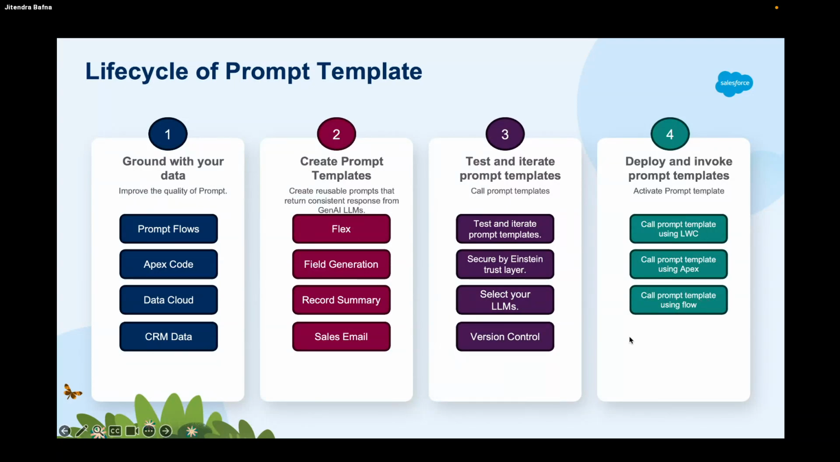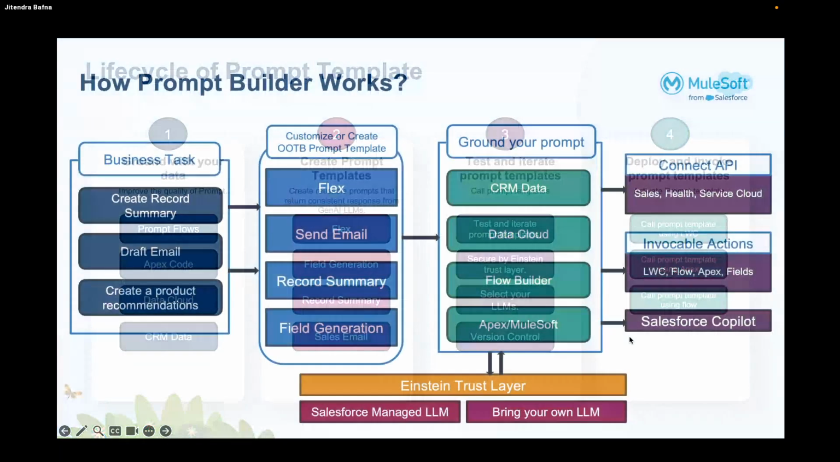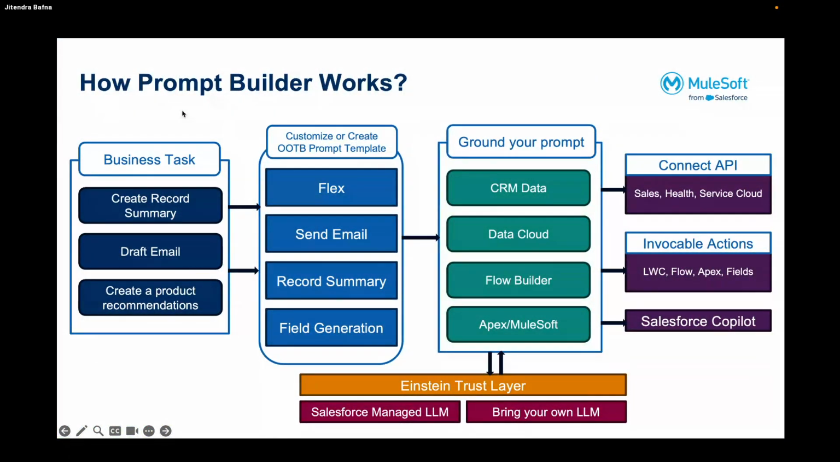Okay. So this is the life cycle of the prompt template and how the prompt template works. First is the business task. So you can say what you want to do, like create a record summary, draft an email, or create a product recommendation, right? So these are some simple business use cases. Depending on that, you can select an out of the box prompt template provided by Salesforce: Flex, email, record summary, and field generation.